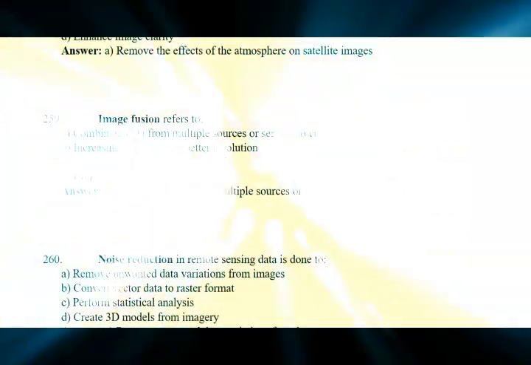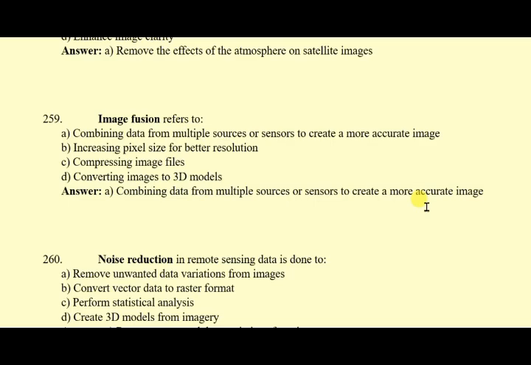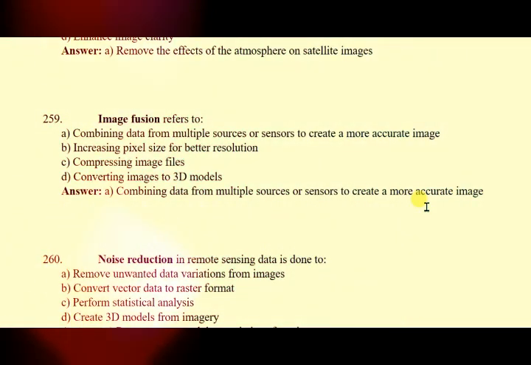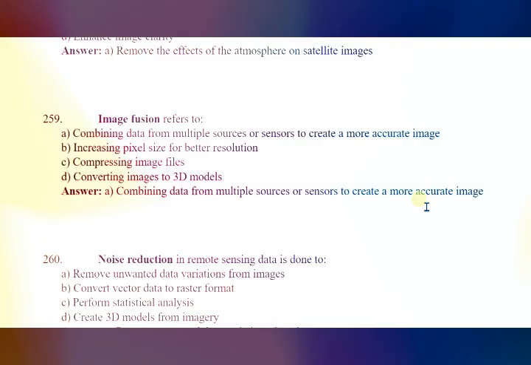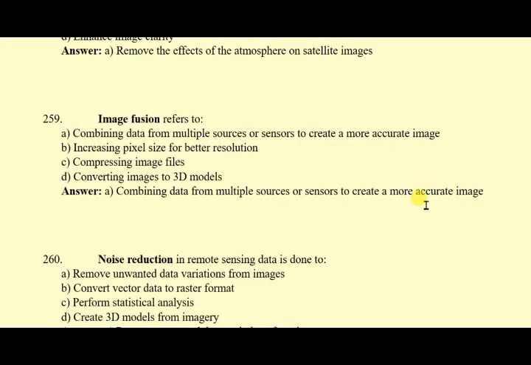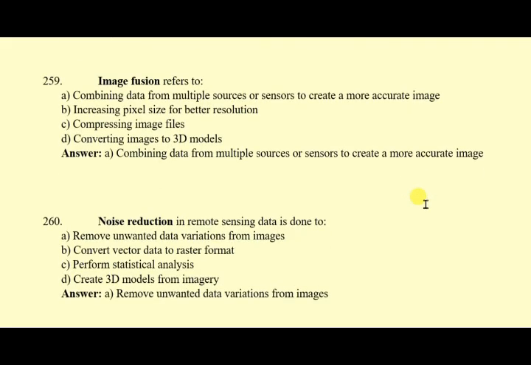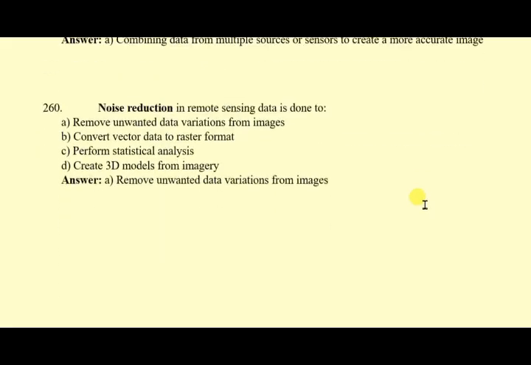259. Image fusion refers to combining data from multiple sources or sensors to create a more accurate image, increasing pixel size for better resolution, compressing image files, converting images to 3D models. Here the correct answer will be combining data from multiple sources or sensors to create a more accurate image.